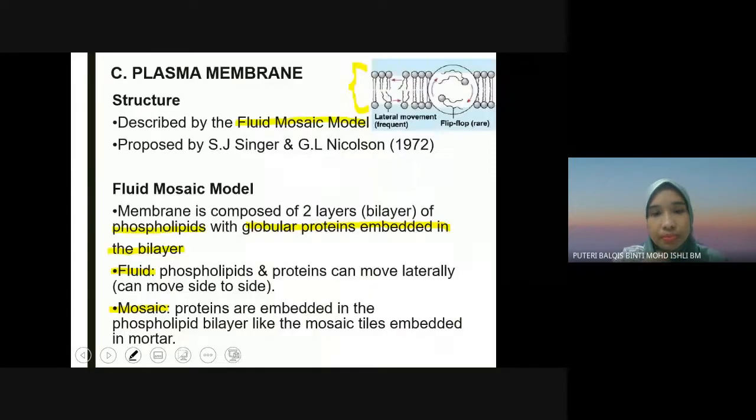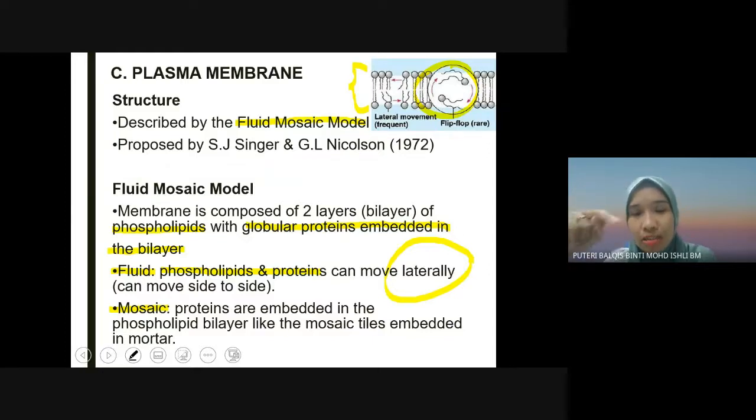Fluid. Apa maksud fluid? Fluid refer to phospholipid and proteins move laterally. Maksudnya it will move side by side. Phospholipid and protein ni boleh bergerak side by side. Can move laterally. Laterally dengan literally dua benda yang berlainan, so make sure you jaga punya spelling.